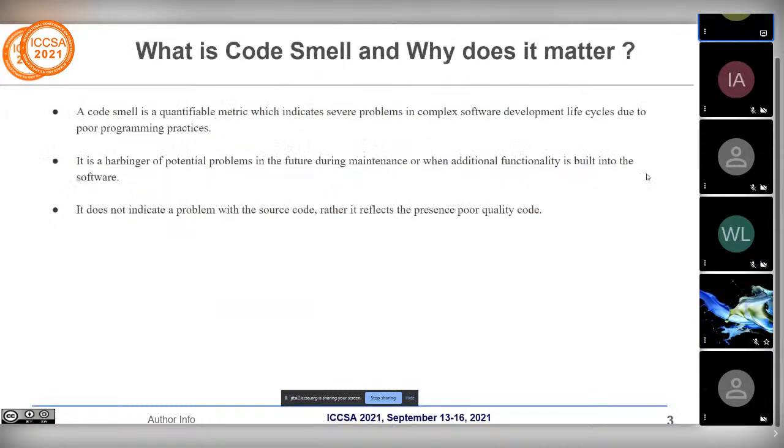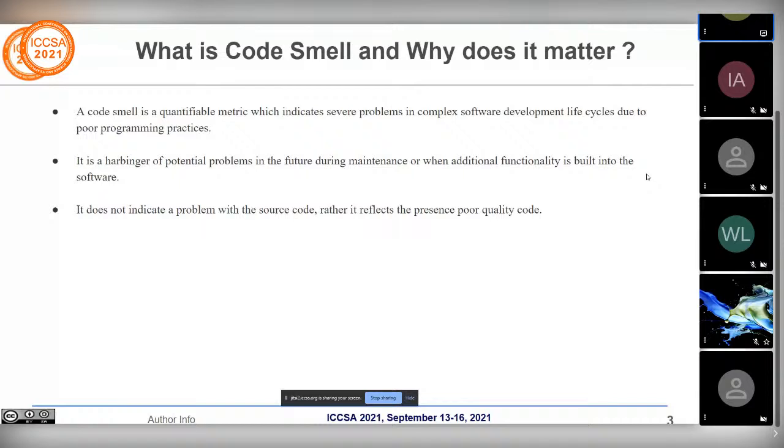So, what exactly is code smell? Code smell is a quantifiable metric which indicates severe problems in the complex software development lifecycle due to poor programming practices. Now, what do I mean by poor programming practices? It basically means practices which hinder the code's reusability and expansion, and do not allow other developers to take on the work and expand on this particular code base, and hence it does not allow the software to expand properly.